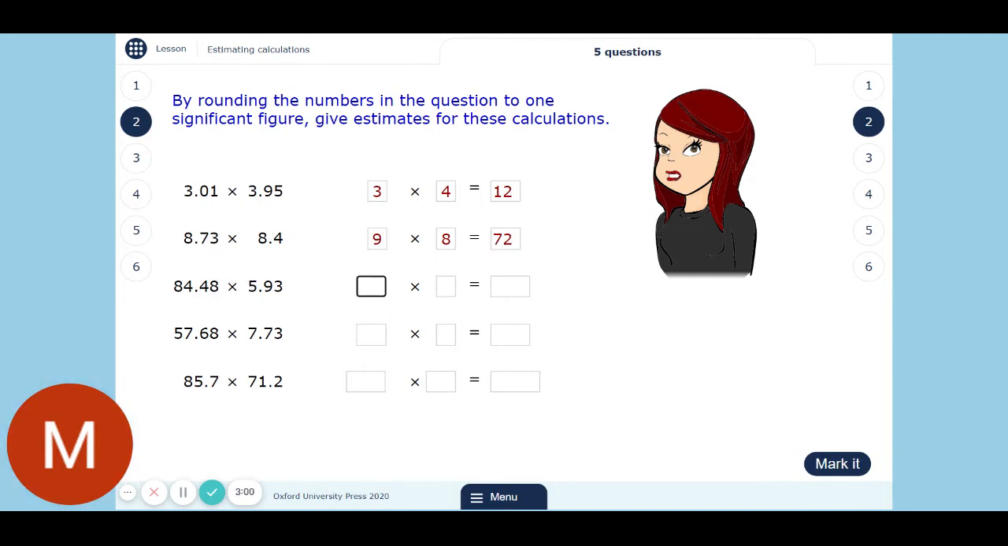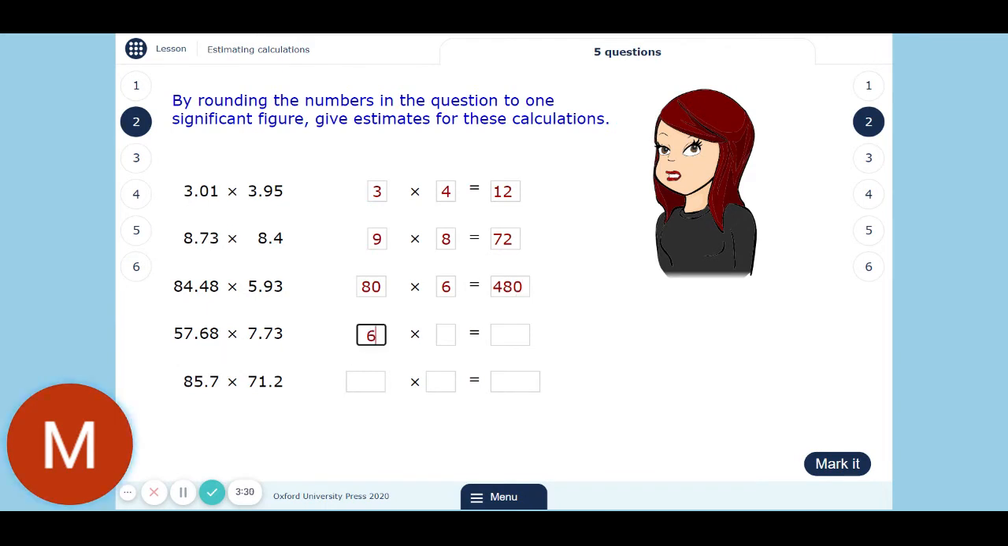84.48 becomes 80. 5.93 becomes 6. Now 8 times 6 is 48. We put a 0 on it, it's 480. Now it's important here, we don't round that to 84, we don't round it to 85. It's not about rounding it to the nearest 5 or the nearest whole number. It's one significant figure. I'm not doing 84 times 6, that's much harder than 80 times 6.